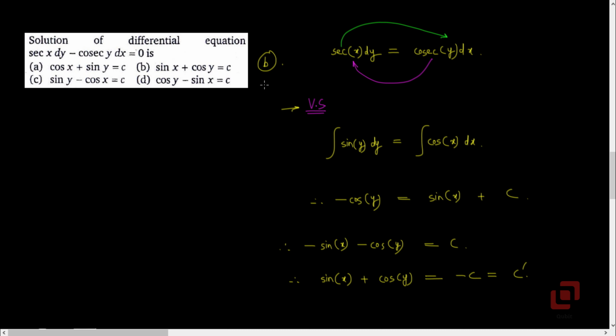You have to be extremely careful while picking or marking the right option, as in this case option A is very similar to option B. The difference is it takes cos of x and sin of y, and in B, which is the right option, we have sin of x and cos of y.